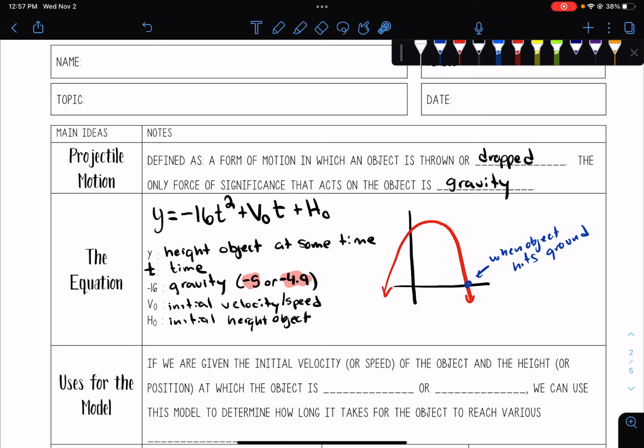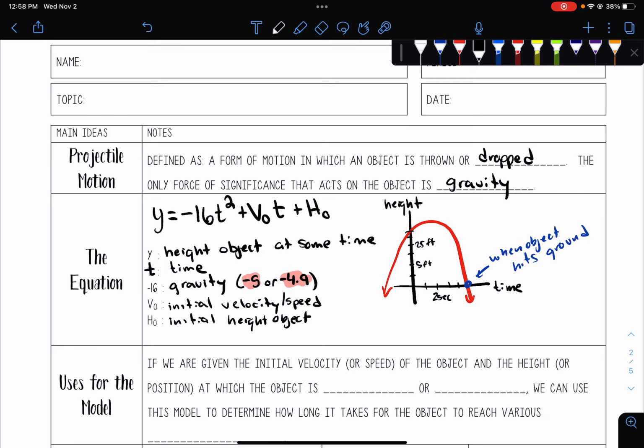Which kind of brings us to another idea. Our axes on these graphs, the up and down is so nice because that represents height. So my y-axis represents the height of my object. My x-axis represents time. Okay, so it's kind of like these little tick marks going across here are seconds, and the tick marks going up the graph, these represent heights, like 5 feet and 25 feet. Whatever it is, that's what it represents, okay?